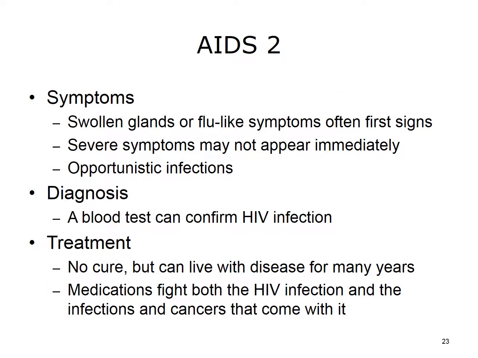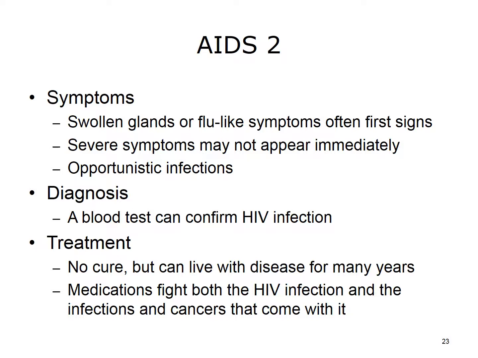The first signs of HIV infection may be swollen glands and flu-like symptoms. These may come and go a month or two after infection. Severe symptoms may not appear until months or years later. By the time AIDS develops, your immune system has been severely damaged, making you susceptible to opportunistic infections, diseases that wouldn't normally trouble a person with a healthy immune system.